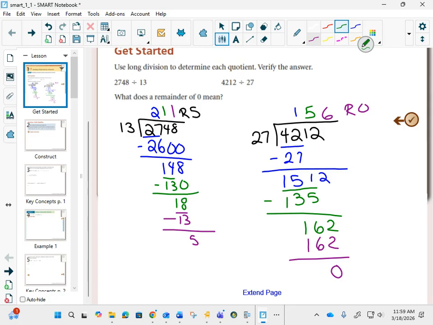What do these answers mean? Is our bell going to ring very soon? We got a minute. Okay.